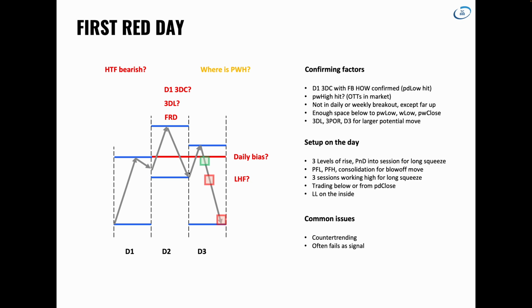So reset day 1, 3-day cycle. Sometimes if this makes a very nice peak formation, then you are looking for a day 2, day 3 again as a next leg up. That's the situation. Let's look at an example.